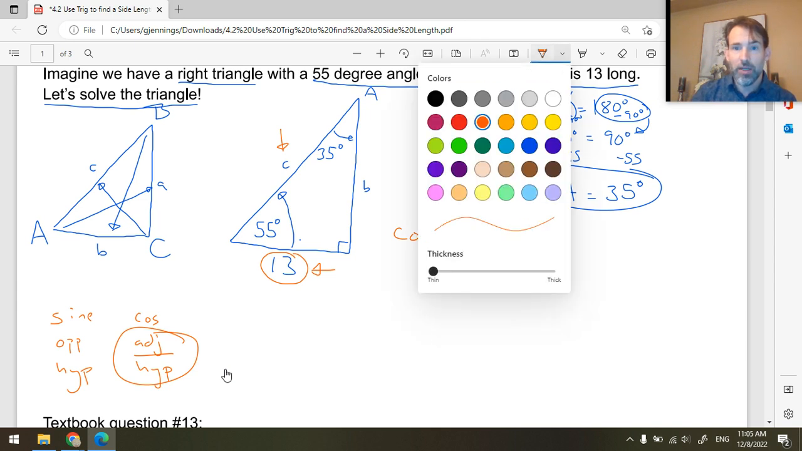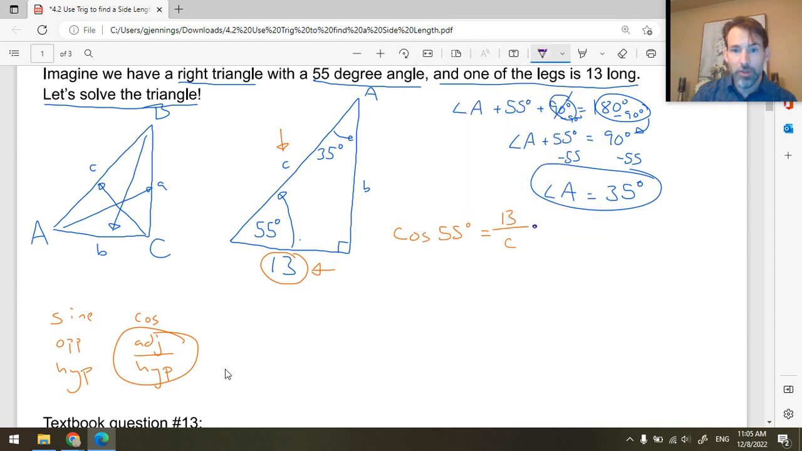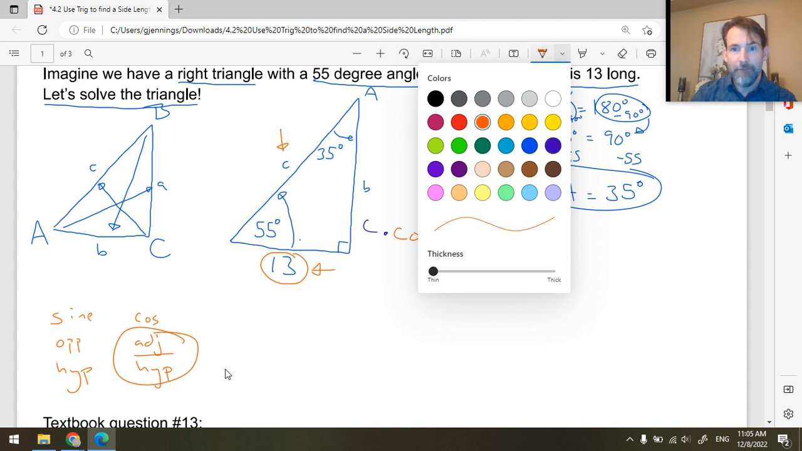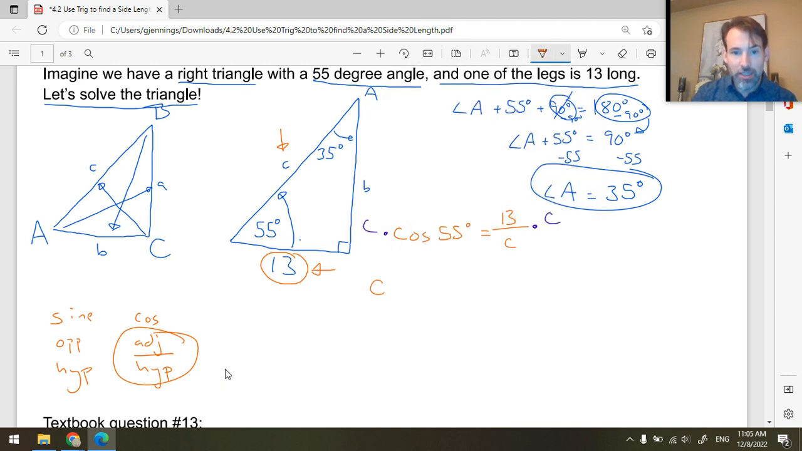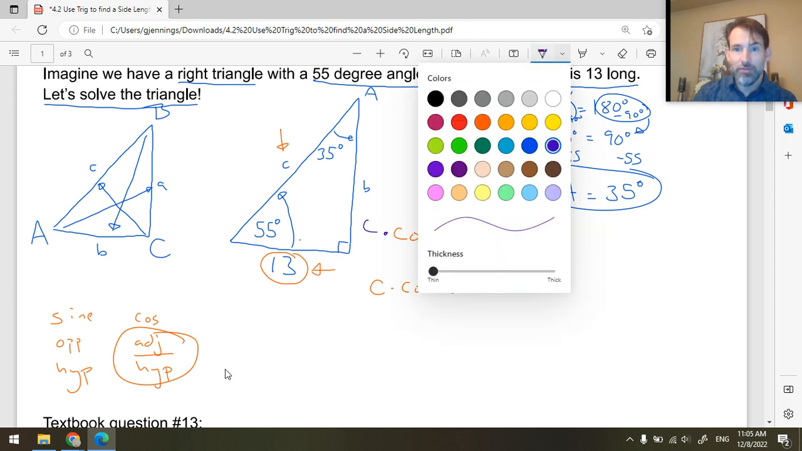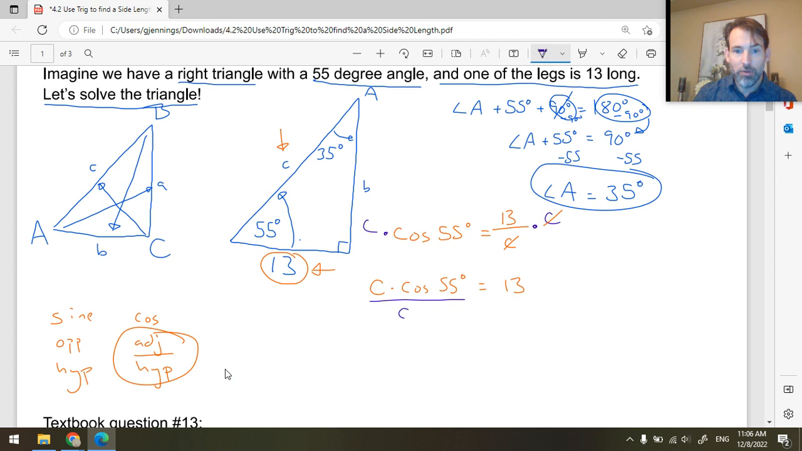So to solve for this one, let's go ahead and multiply both sides of this by c, and then we will have a new line, which will look like c multiplied by cosine 55 degrees is equal to 13. Cool, because these c's will cancel. And then we actually want to solve for c, so let's go ahead and divide both sides of the equation by cosine 55. Okay.